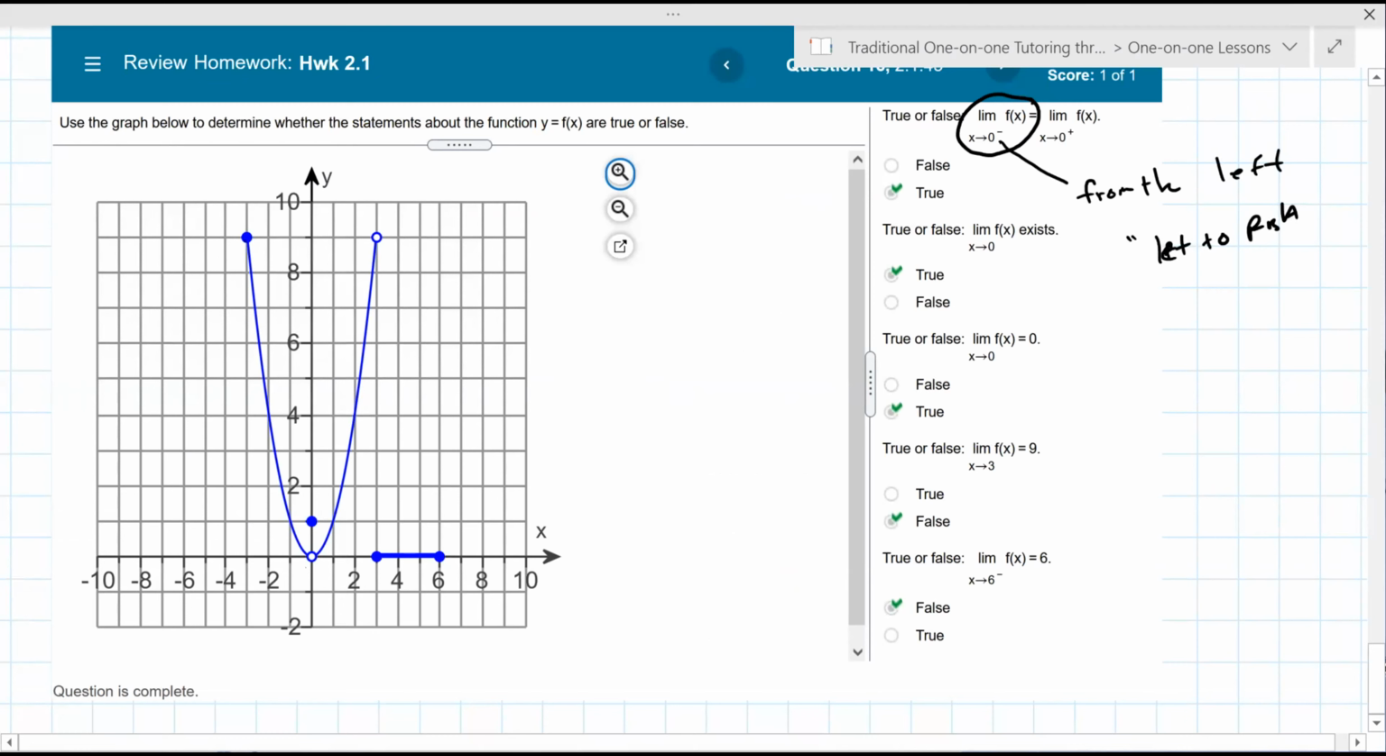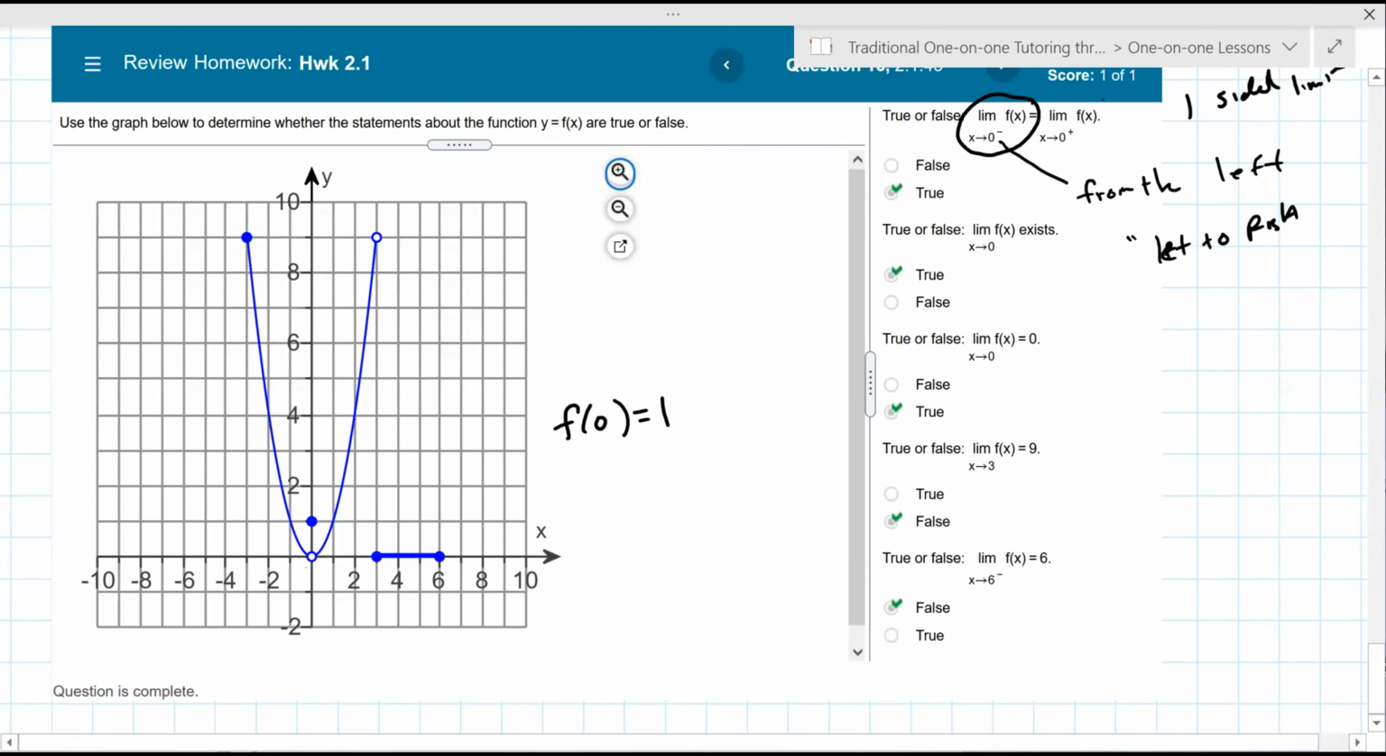So I go left of it, and I just trace the curve. What does it approach? What's the output? Zero. The output is zero. So this is called a one-sided limit. If it has a filled-in circle, like how that one does, it wouldn't be that in that case. So f of zero is equal to one. Oh, but not what it approaches. Okay.